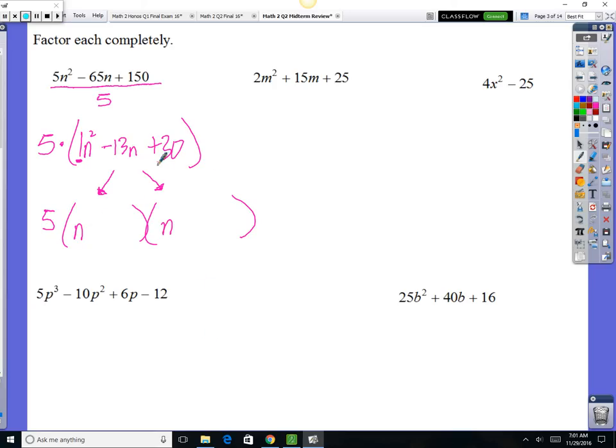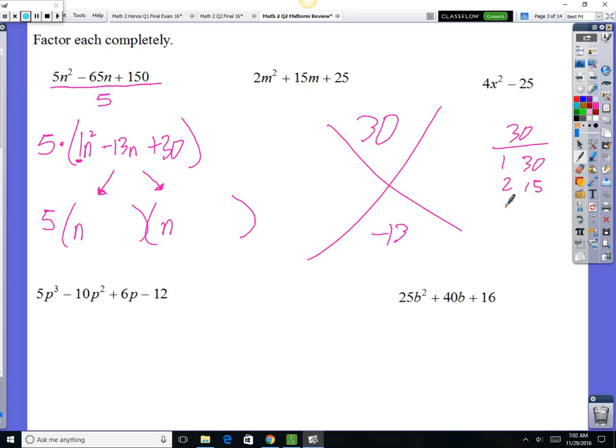Okay, now you got to get your factor sheet out, and you got to look at 30. So here's what you're looking for right here, 30. It's got to times and give you 30, but it's got to add and give the middle. So it's got to add and give a negative 13. So if I start looking through my choices for 30, your choices for 30 are 1 and 30, 2 and 15, 3 and 10, 5 and 6.